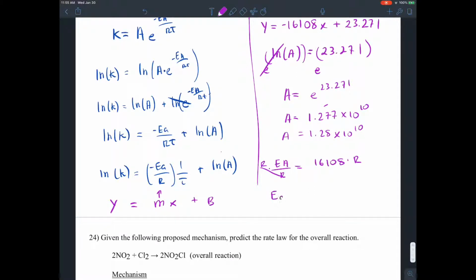My EA is going to be equal to 16108 times R. Remember that R does have a value, and that was the 8.314 value. And we are done. We just have to plug this value in. So it's going to be 16108 multiplied by 8.314. The answer we get is EA.